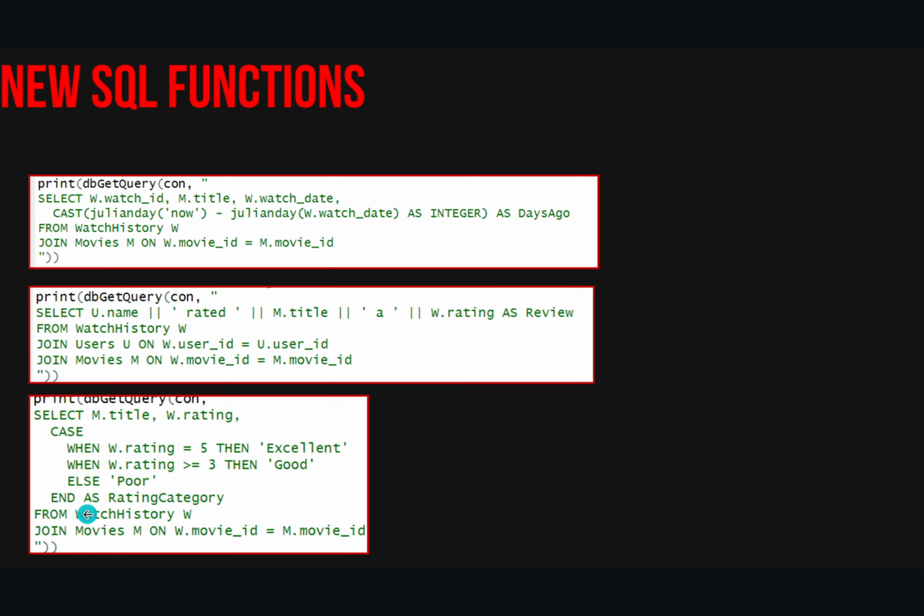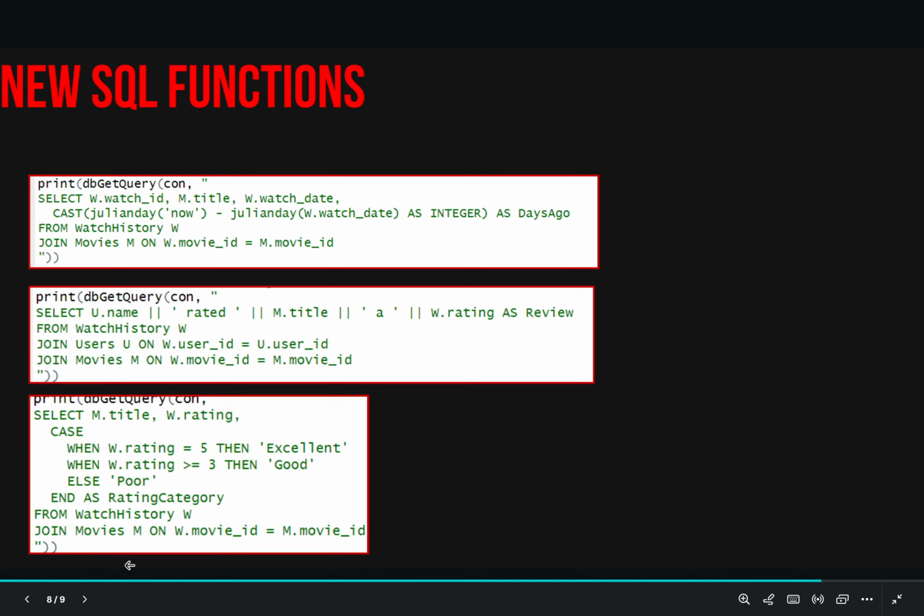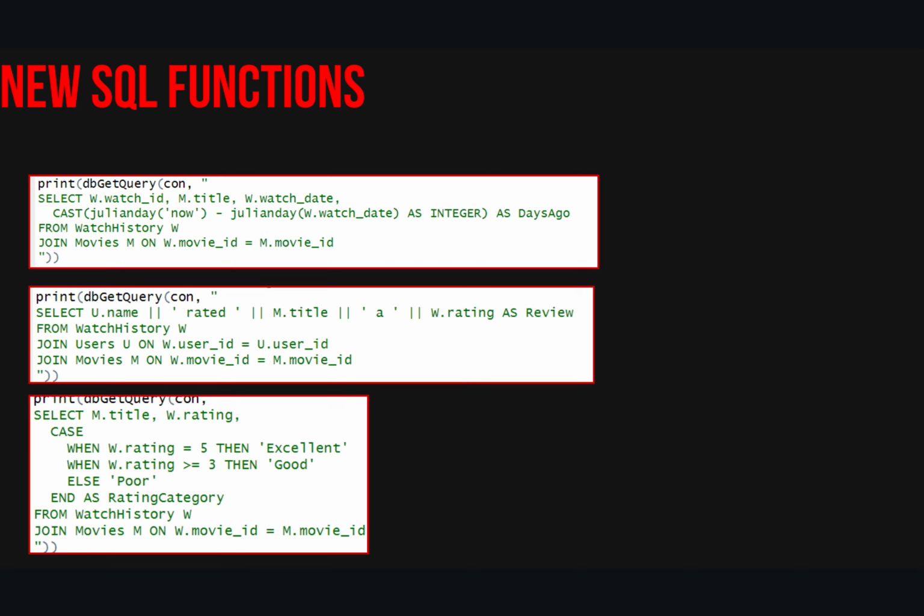Then here I used a case statement to turn ratings into categories. This helps turn numbers into labels and makes the data easier to understand at a glance. Instead of seeing 5, we see excellent, a more worded rating. Overall, all of these new SQL functions help make the database smarter, and this is what Netflix needs when analyzing user activity and overall content performance.